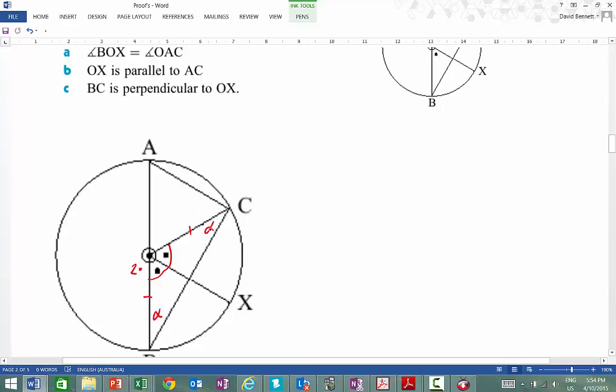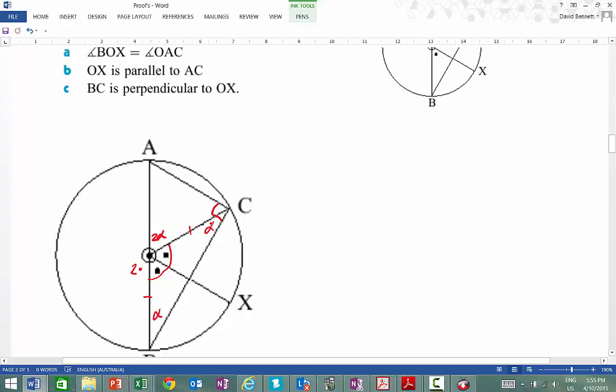Now we know the sum of the internal angles is equal to the external angle, so that's going to be 2 alpha there. Then the other thing we know about this triangle is that it's a semicircle, so we know that angle there is 90 degrees, don't we? So we know that angle there is 90 degrees.